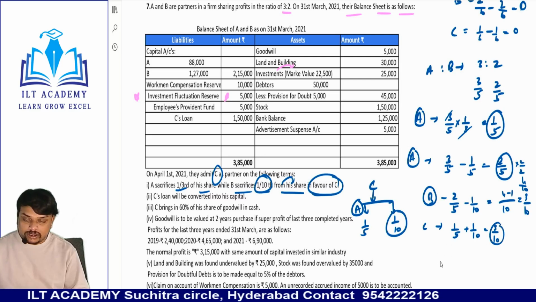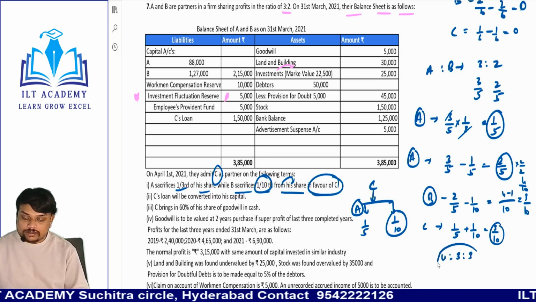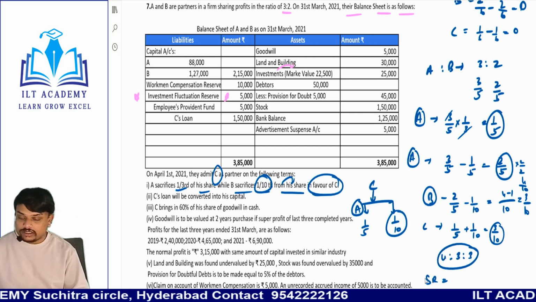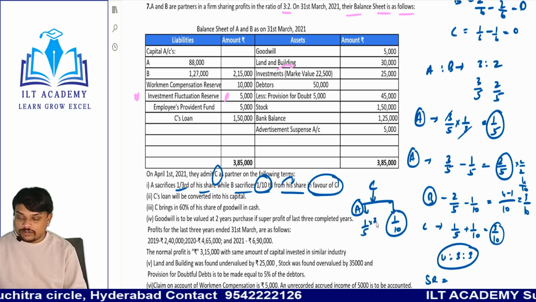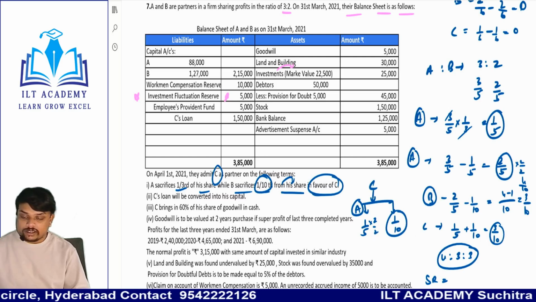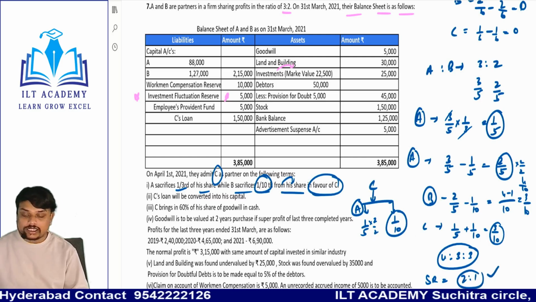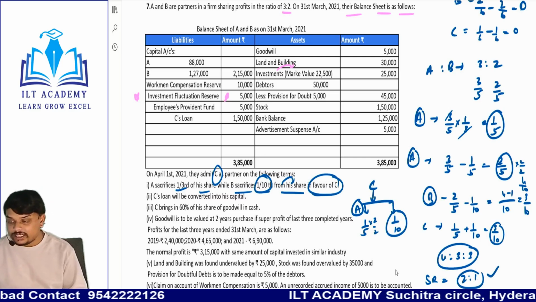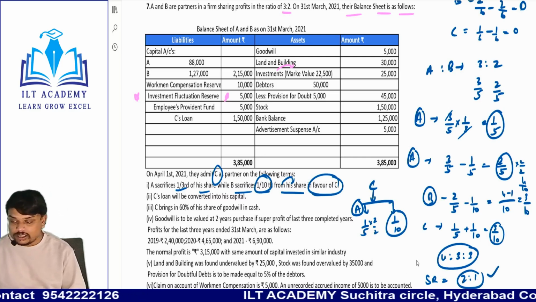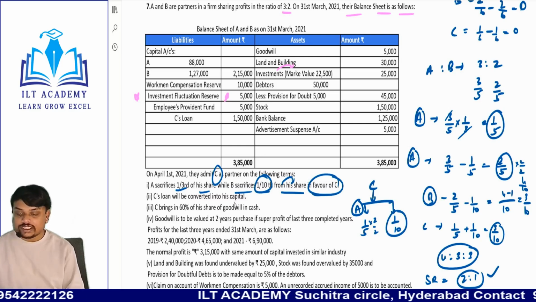So what is the new ratio? 4:3:3. And the sacrificing ratio is what? Here if you multiply by 2, A is 2/10 and B is 1/10. So 2:1 is the sacrificing ratio. Got it? Any doubts? This is the calculation for the sacrificing ratio.